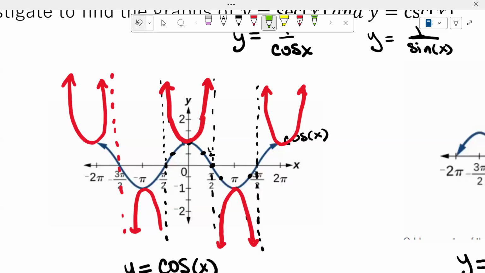So let's consider this. You have a height here of 1. You don't have a height of 1 again until you get here, right? The actual pattern doesn't repeat until you get to 2 pi. So the original period for cosine is 2 pi. Now, when we talk about inverses, we're going to have to shorten that. But right now, we're not talking about inverses. We're just talking about the graph of secant and the graph of cosecant. Okay, and that's the graph of secant.